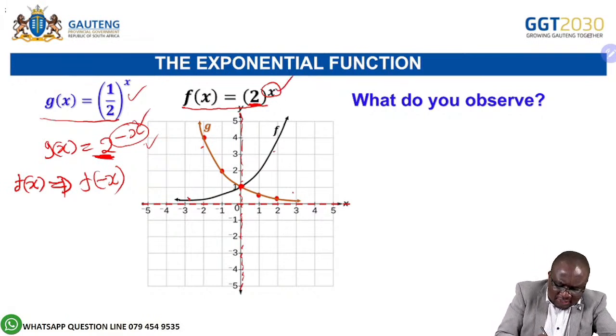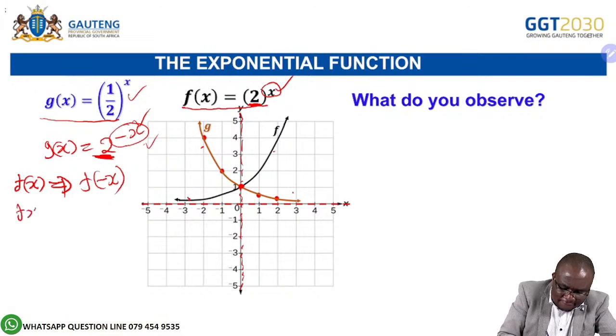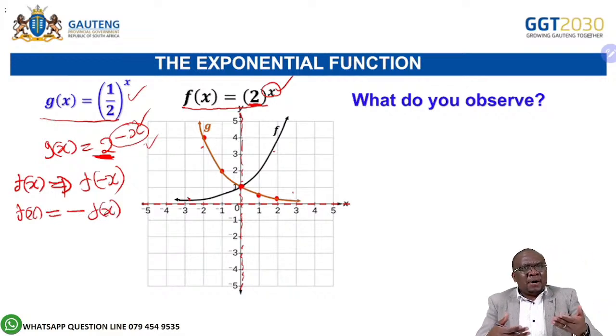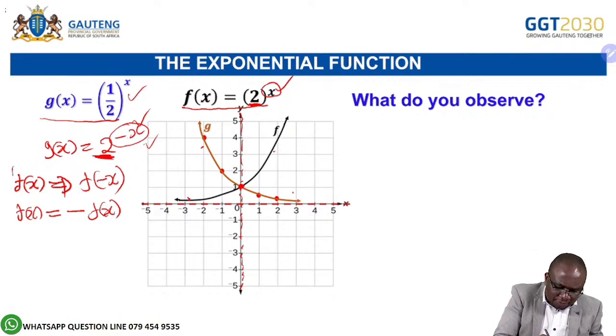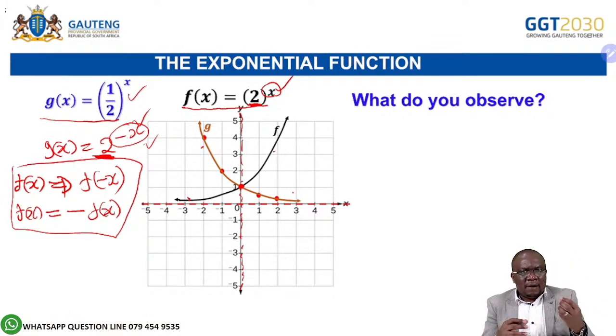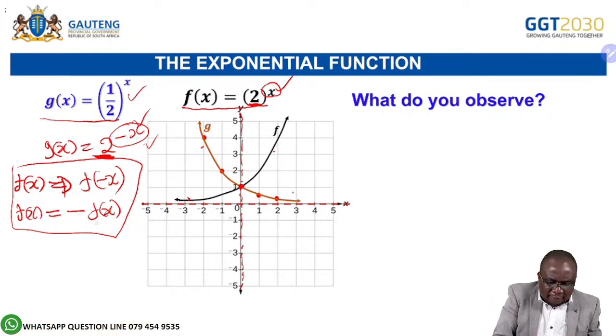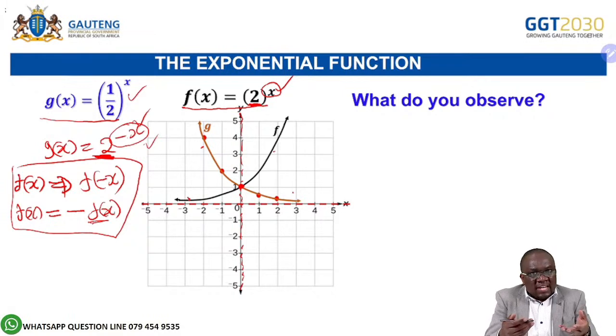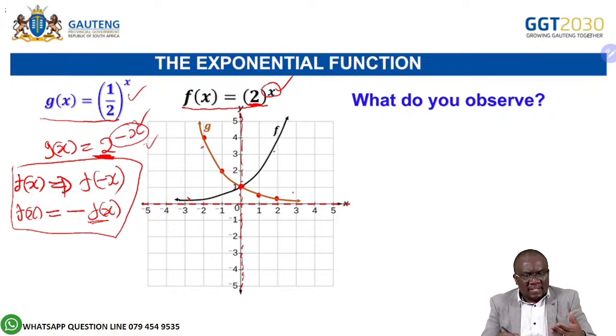And then let me talk about this one. When f of x is changed to negative f of x, that's a reflection about the x-axis. Okay? Try to remember that. You can write these two in your notes. The first one is a reflection about the y-axis. The second one is a reflection about the x-axis. If you check, f of x is y, isn't it? When y changes and becomes negative y, then it's a reflection.